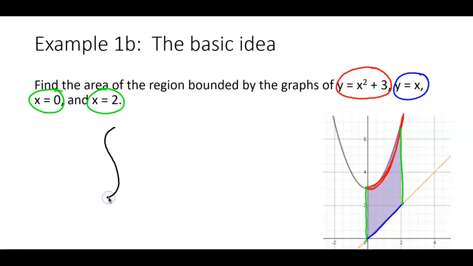On the last problem, we found these numbers, the start and stop points, where the functions crossed. But in this case, the parabola and the straight line don't cross. So if they don't cross, they're going to tell you where the start and stop lines are. Basically what those x equals are, those are your start and stop lines. So we're starting at 0, we're stopping at 2. The parabola is the one that's on top, so the x squared plus 3 comes first, and then the minus x comes second.